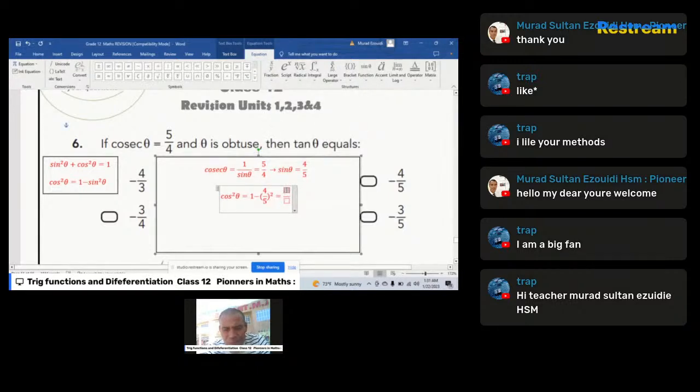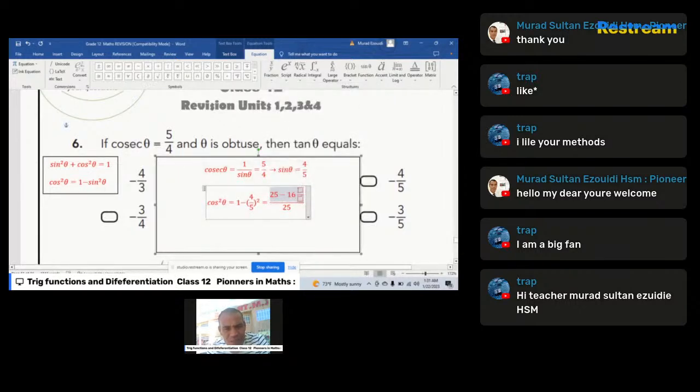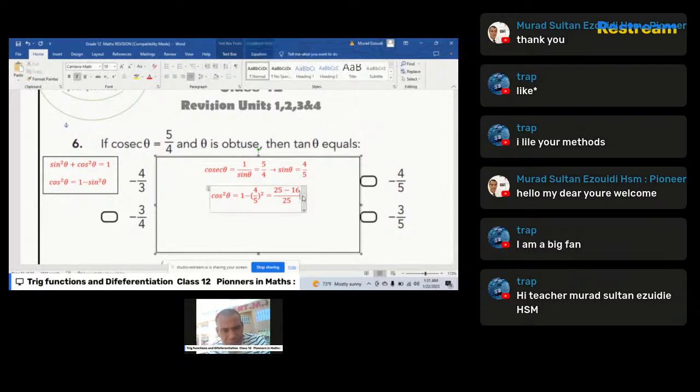This is 9 over 25, or I will write as it is, no problem. It will be 25 minus 16 divided by 25. So 25 minus 16 will be equal to 9 over 25. As we told, 9 over 25. Now, learners, you will get two possible answers. So cosine square of theta is equal, in fact, to what?